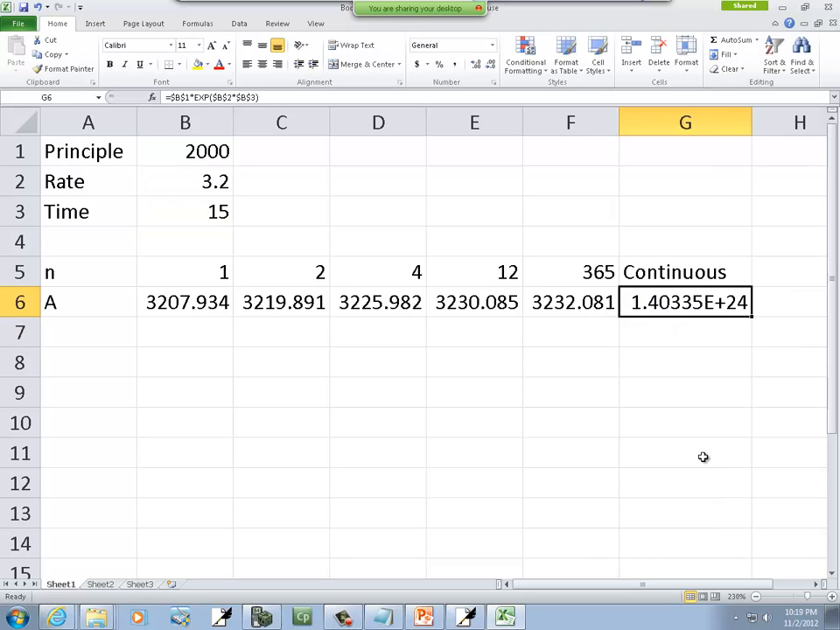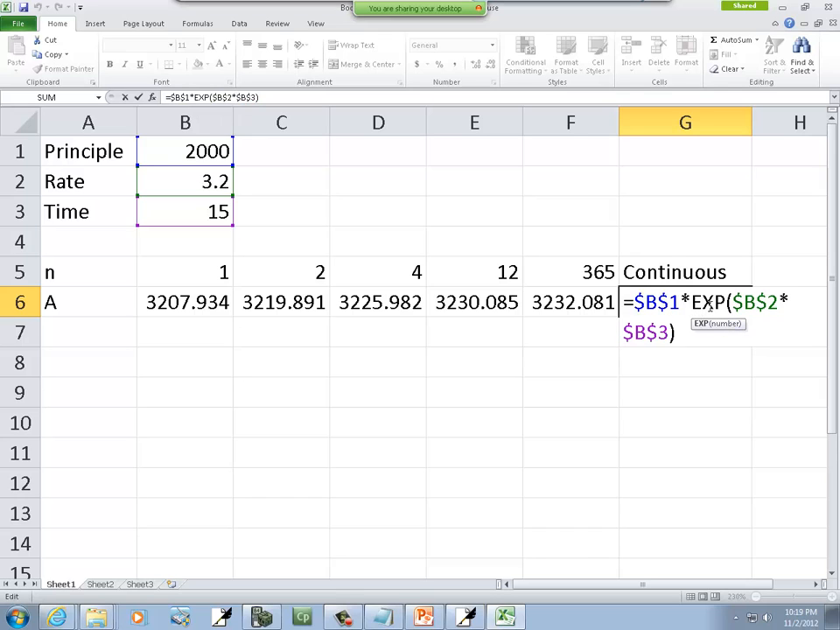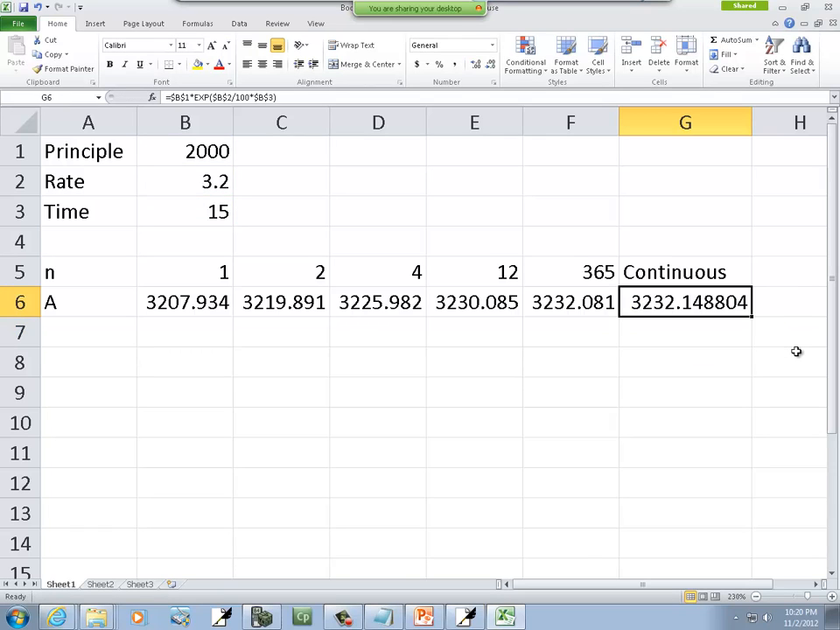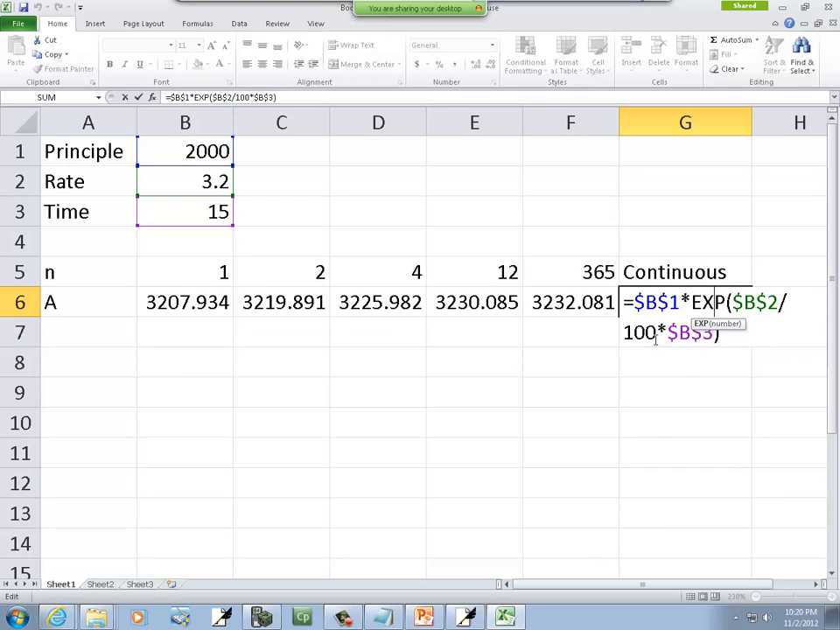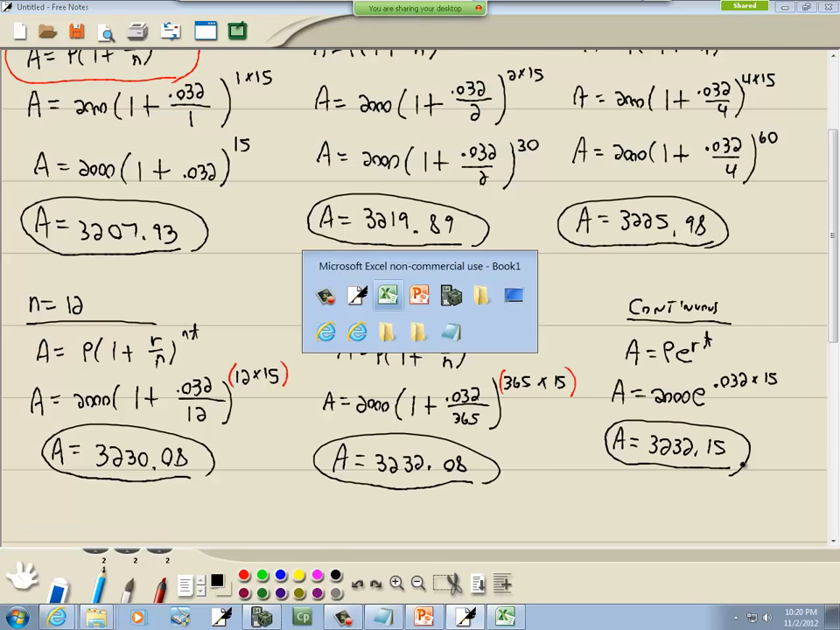If I press enter, did I put that in right? B1 principal times exp to the B2 times, oh, I didn't do divide by 100. Sorry. There we go. Remember, you've got to switch your rate to decimal form. So you have to do divide by 100. And if I check that, then it gives me that.